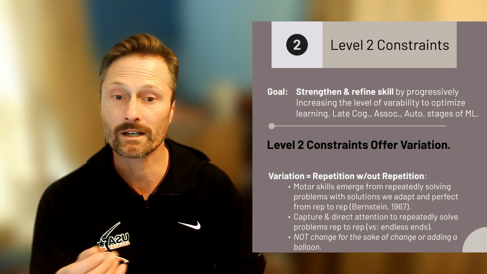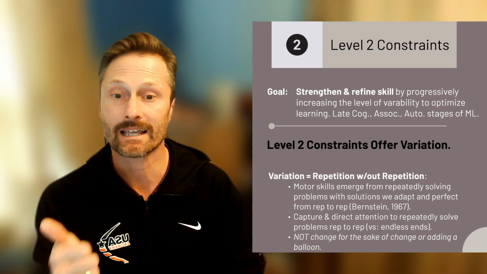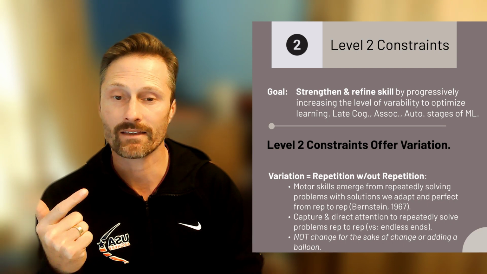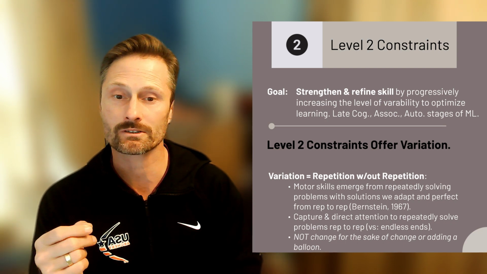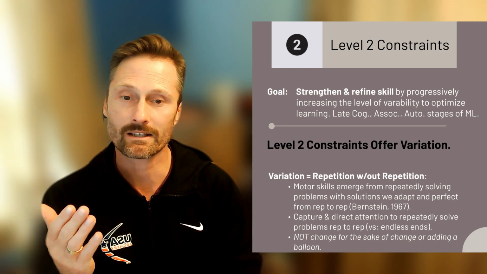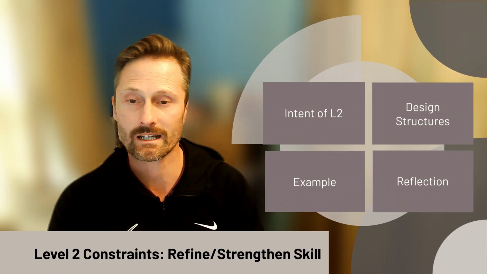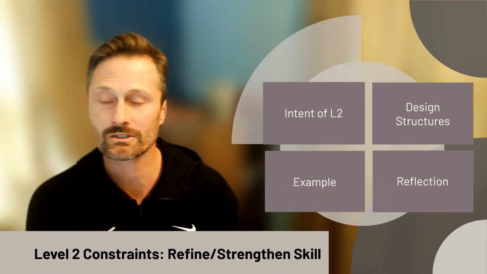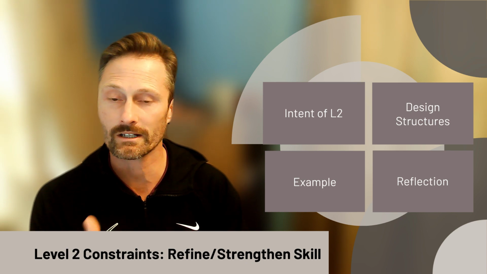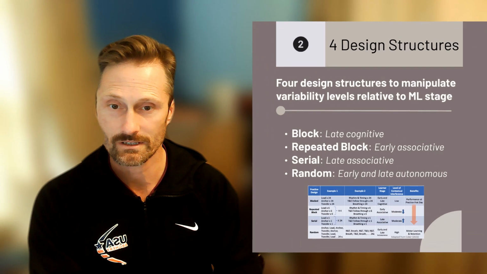So, just like Level 1 constraints should aid the athlete, AID: amplify feedback, invite new movement solutions, and then destabilize, well, Level 2 constraints should offer variation. And then through that variation, they strengthen and refine skills. Now, this variation is not just change for the sake of change, like putting a balloon up or changing the distance or the target face size. This is very strategic use of change.